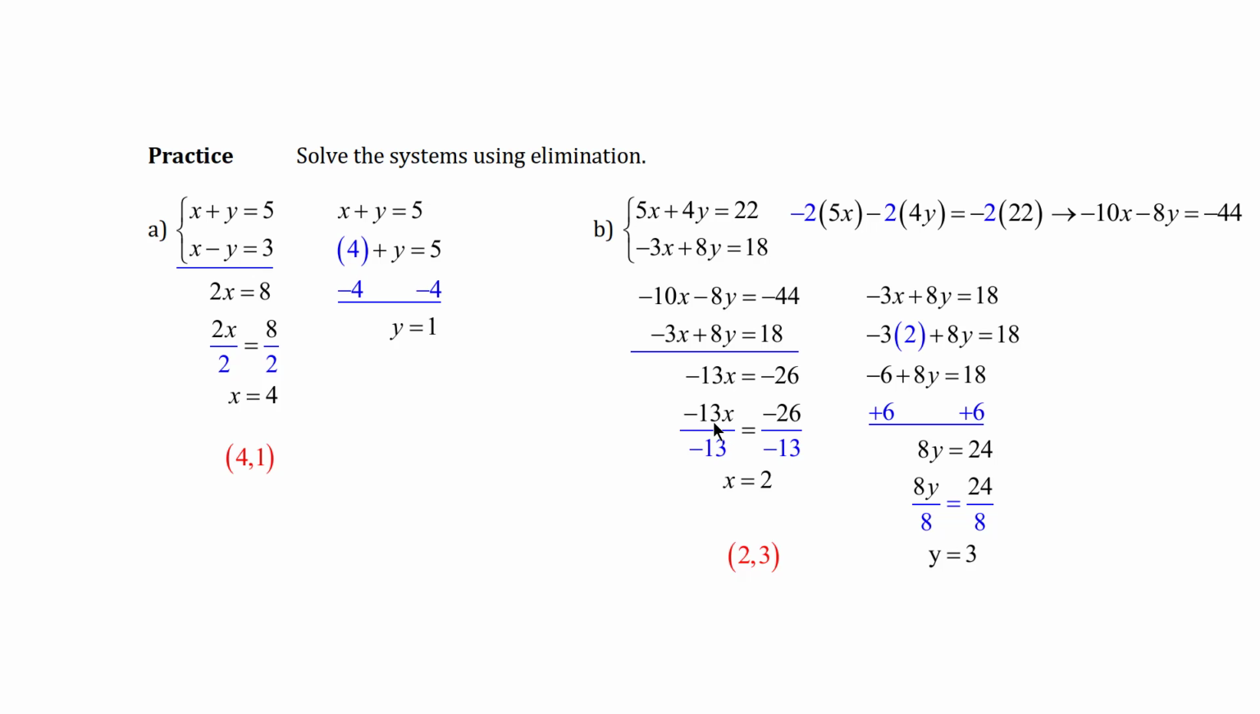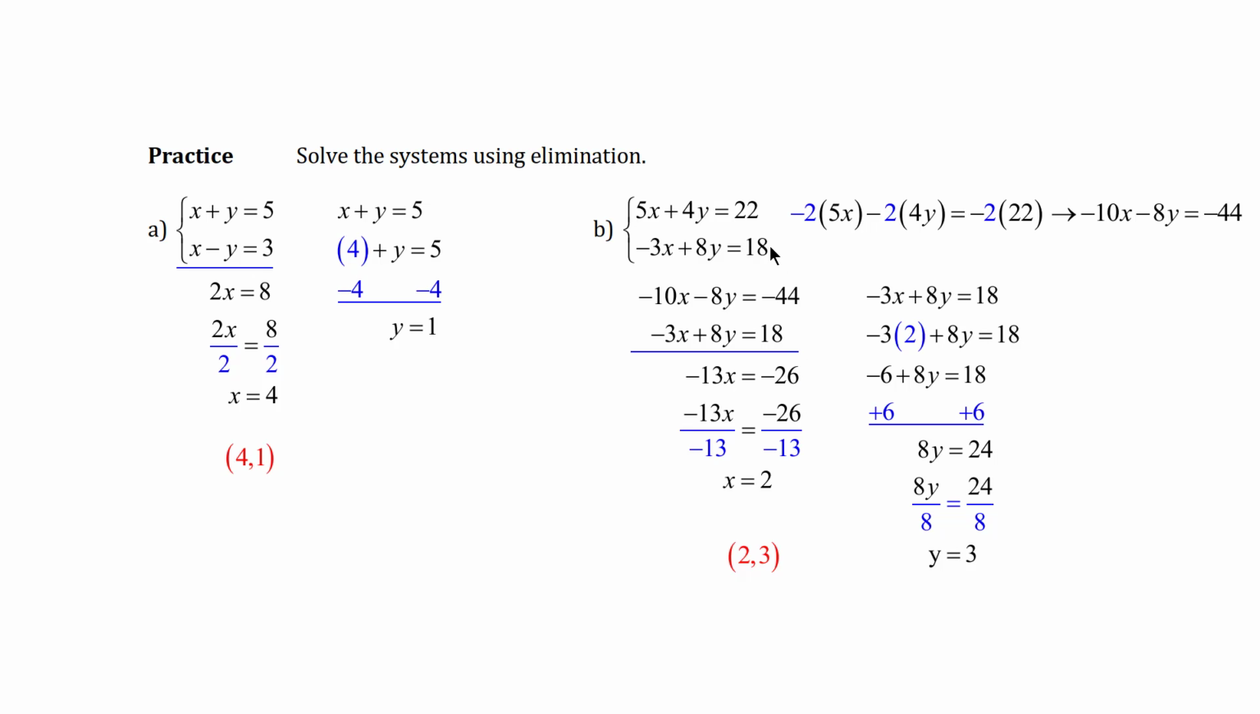We get negative 13x divided by negative 13 equals negative 26 divided by negative 13. Simplifying the left-hand side, negative 13x divided by negative 13 is x. Simplifying the right-hand side, negative 26 divided by negative 13 is 2. The result is x equals 2. Next, we could substitute our value for x into either one of the original equations.